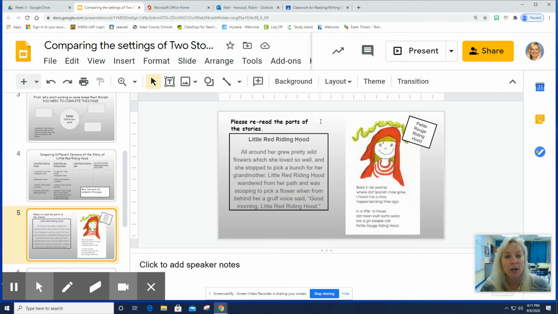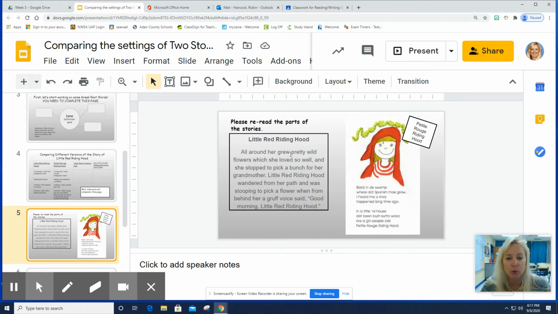So moving on to the little passages that I've put here from either story that we have read. I'm going to read both of them, and I want you to think while I'm reading how they describe the setting. Okay, first one, Little Red Riding Hood.